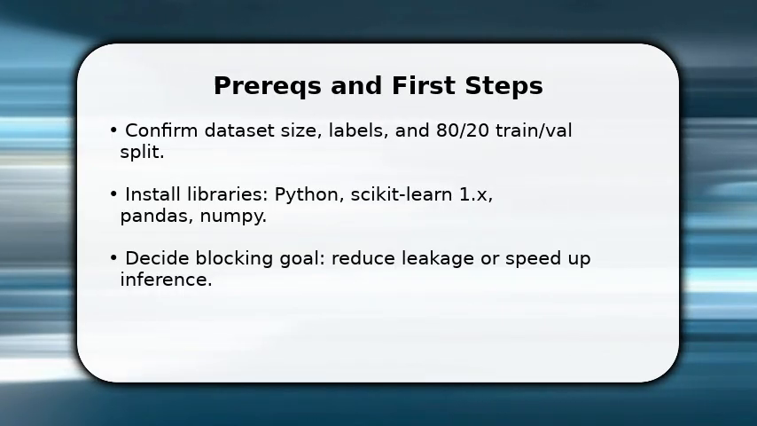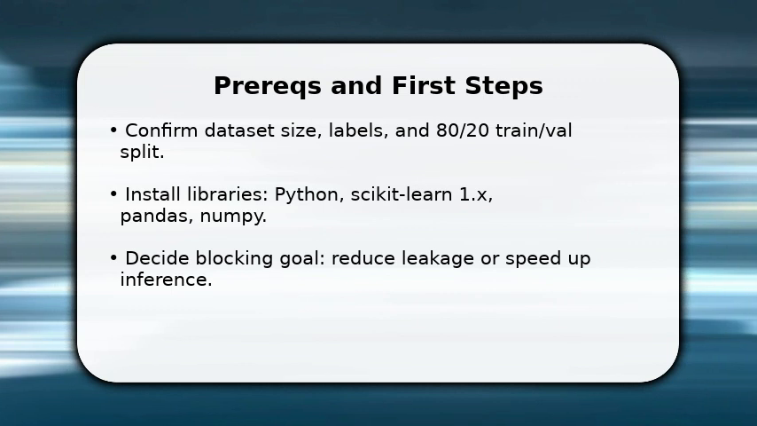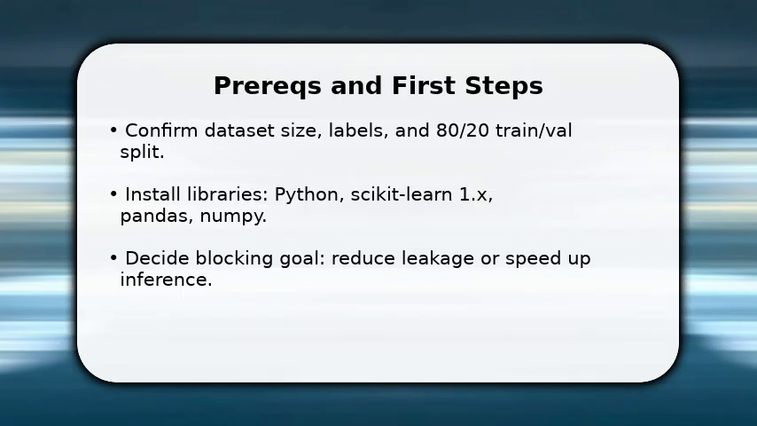Are you preventing label leakage or improving inference throughput? Because that choice drives method selection. Make sure to set a reproducible seed and document metrics to track. This immediate foundation lets you run the first blocking experiment without delays.